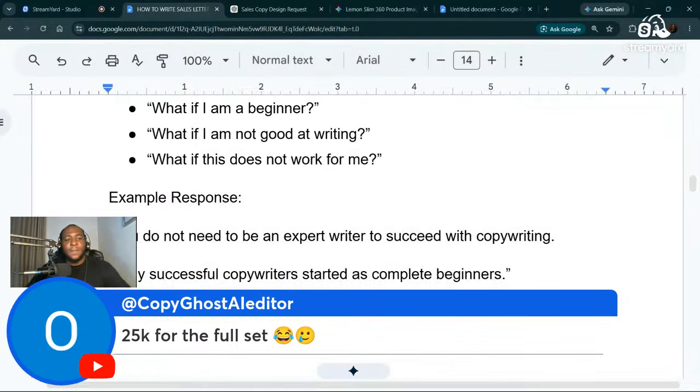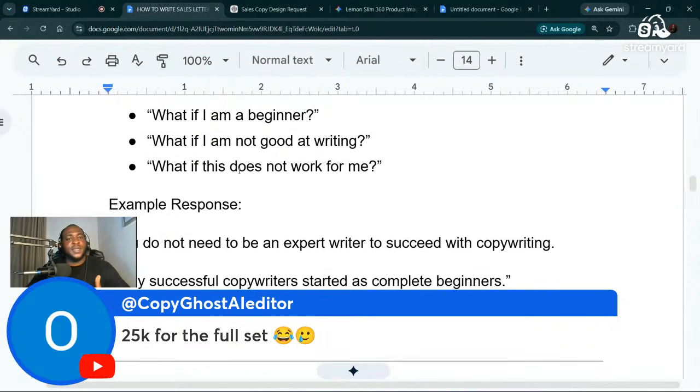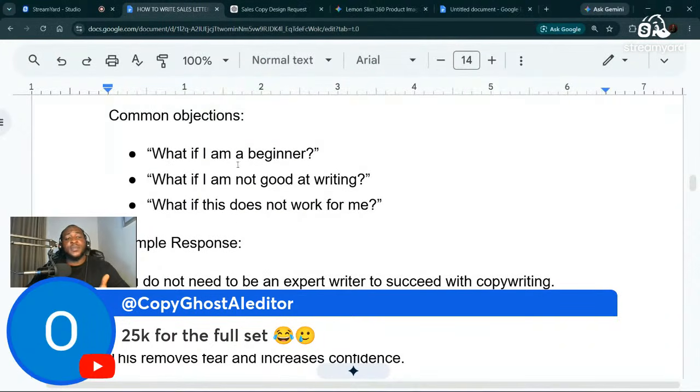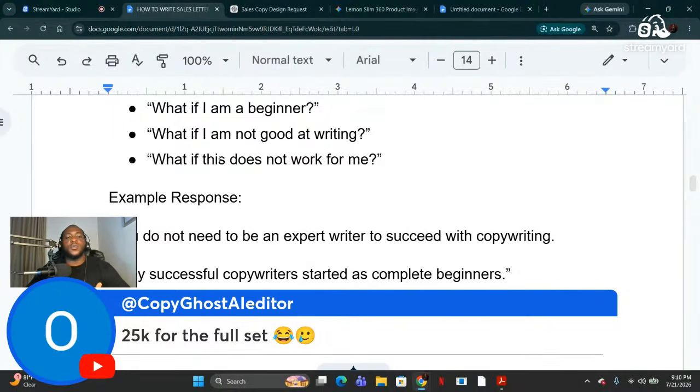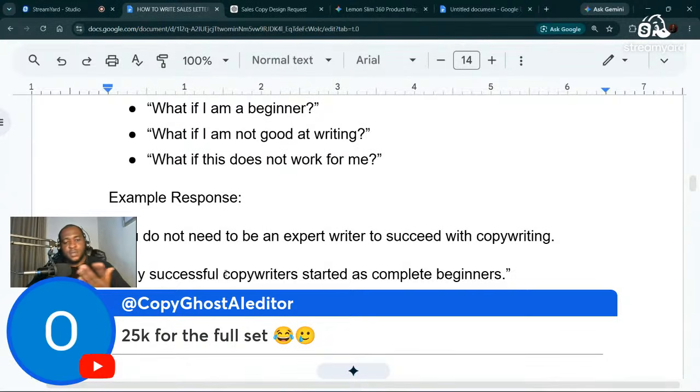Now, an example of objection response. In regards to what we are doing, you don't need to be an expert fitness coach. For this one, I'm using a copywriting course: you don't need to be an expert writer to succeed with copywriting. The second one is, what if I'm not good at writing? Many successful writers started as complete beginners. Number 3, what if this doesn't work for me? This removes that fear.